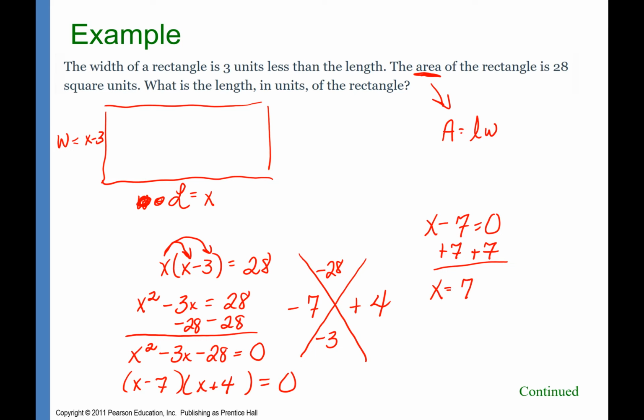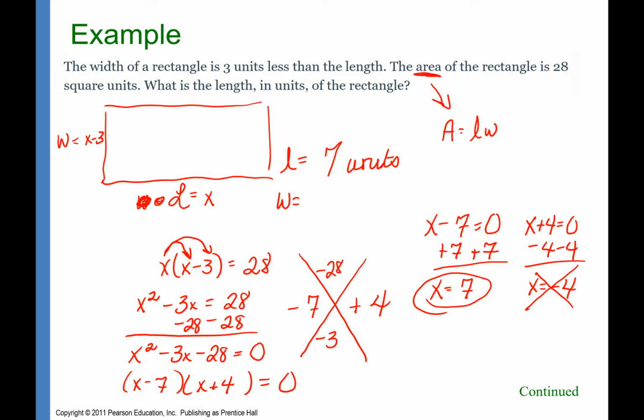x equals 7, and x plus 4 equals 0. Subtract 4. x equals negative 4. So we said x is our length. And if I'm looking at this, either the length is 7 or negative 4. And we know that a length can't be negative, so we're going to use the 7. So my length is 7 units.